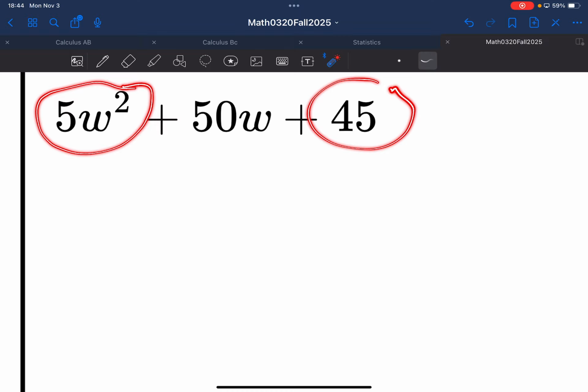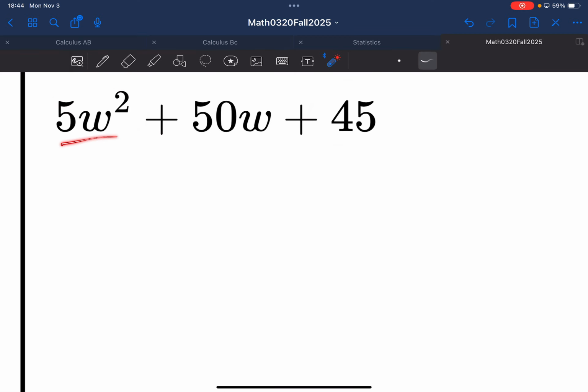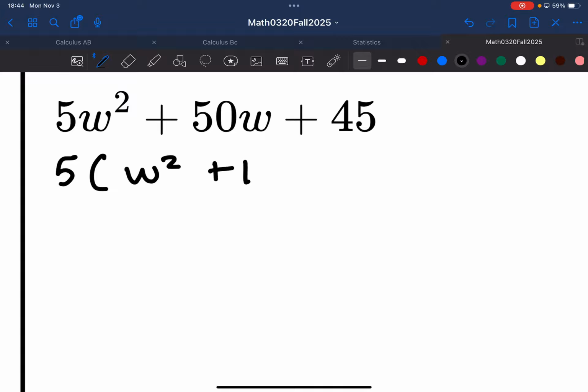So from here, since you can't take the perfect square roots of these, then you know you have to take out a GCF. And what GCF did you guys pick or take out? 5. So then we're left with W squared plus 10W plus what number? 9. Good. Then we look at this again.